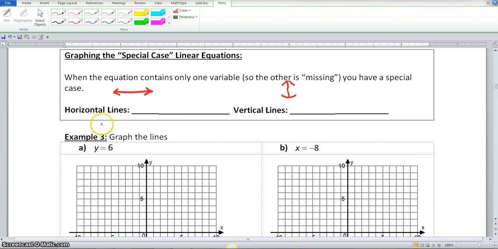Okay, now the equation for a horizontal line will be y is equal to some number. That means there's no x values involved. It's just y equal to a number. And then for the vertical lines, it'll be x is equal to a number. So that means that there is no other variable, just x, and it's equal to a number. And that will let you know that you have a vertical line.